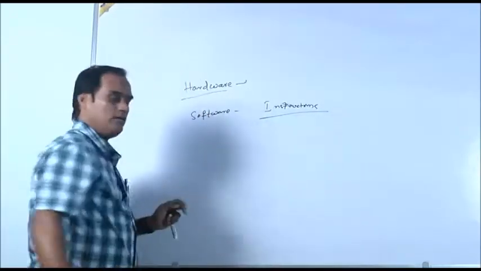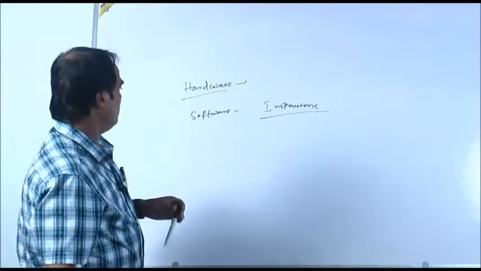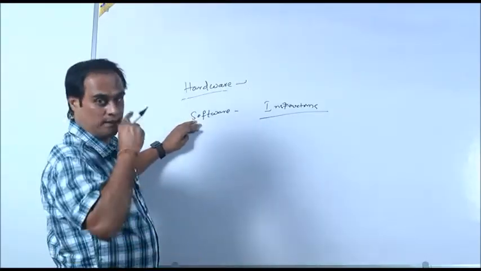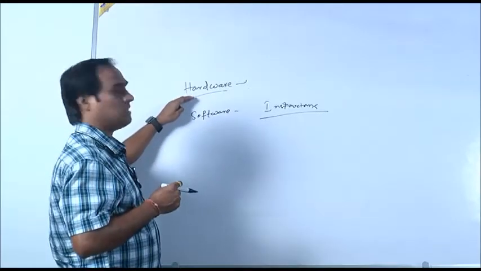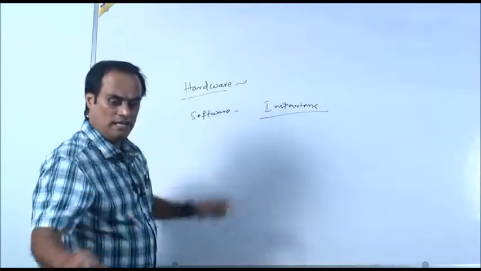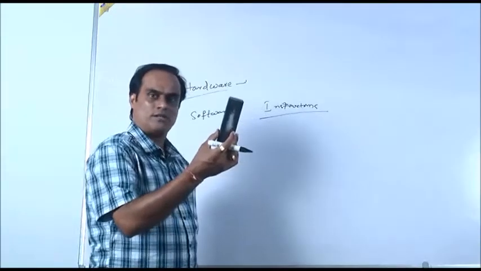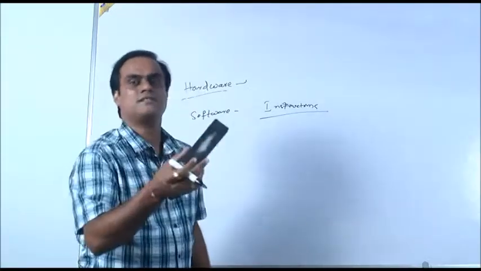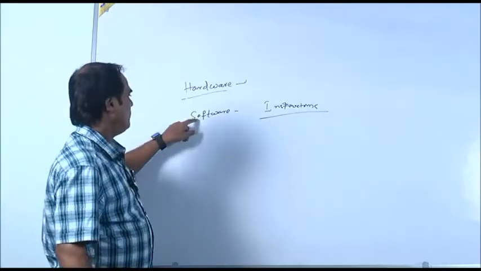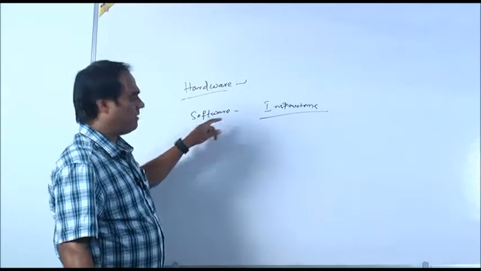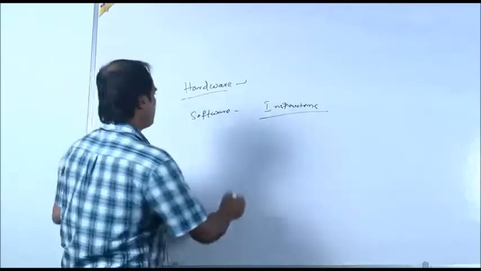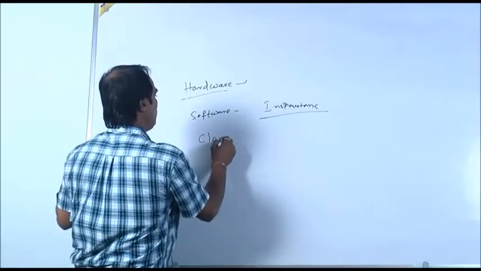So, is everybody clear what is hardware and software? Hardware is the physical entity and software is the logical entity. Software is intangible. You can say this is the duster, but you cannot say this is software. It has no physical existence. It is only the set of instructions, that is how the computer will understand. Okay. So, next, classification of software.